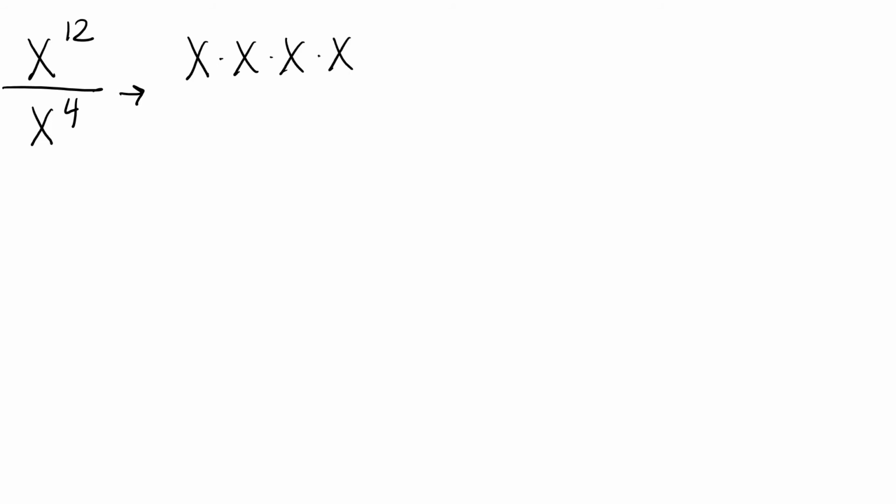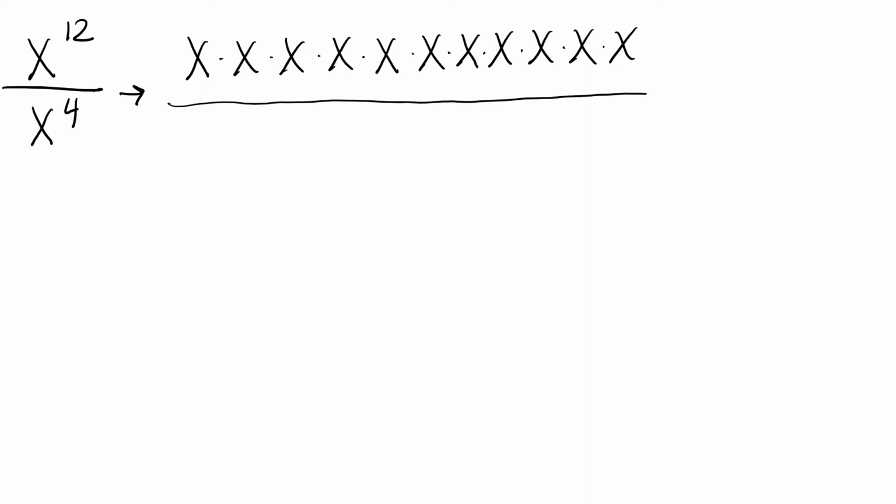For our third division problem, we're going to do x to the 12th divided by x to the 4th. We start by breaking x to the 12th down. Rewrite out the base x 12 times. Across the bottom, we break it down by writing x to the 4th 4 times. We pair them up and cancel them out.